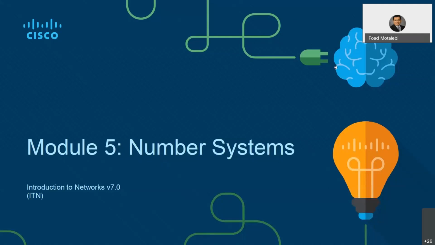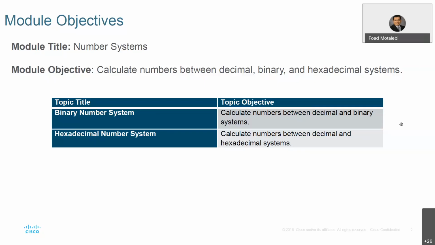Today we'll be doing module 5, number systems. The concept is very straightforward and very simple. We'll be looking at the binary number systems, how to calculate between decimal and binary number systems. We'll also learn about the hexadecimal number systems, and calculate the numbers between decimal and hexadecimal systems.